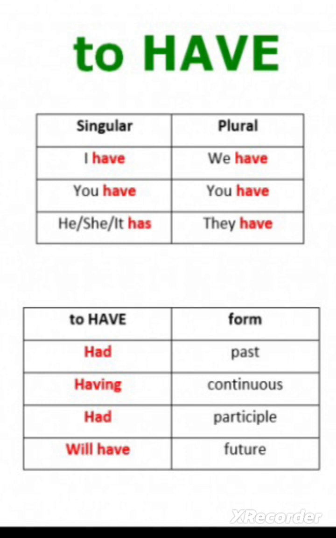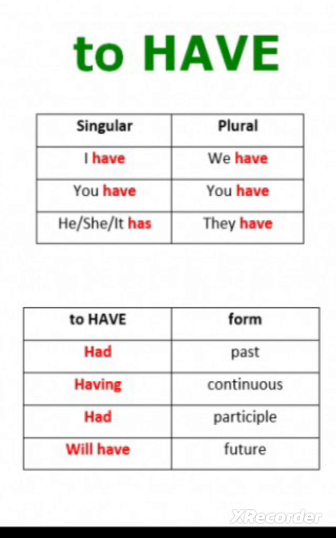So, the to have category has five words: has, have, having, had and will have. For past tense we are using had. Again for the past participle also we are using had. For continuous tense we are using the verb having. And for the future we are using will have. So this was the second kind of auxiliary verb.